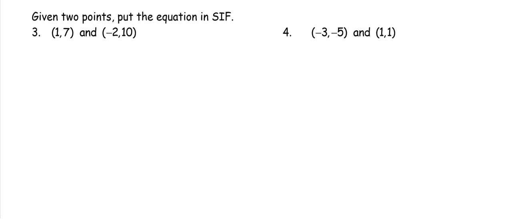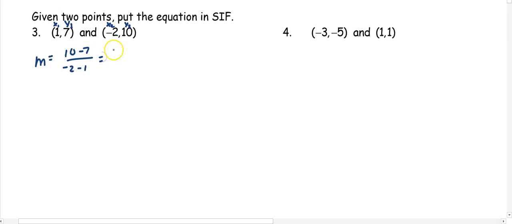So given 2 points, put the equation in slope-intercept form. So first I'm going to find my slope. So I have x1, y1, x2, and y2. So I have 10 minus 7 over negative 2 minus 1, which reduces to 3 over negative 3, which reduces to negative 1. Now, it does not matter which points you use. So I'm just going to use the first one this time.